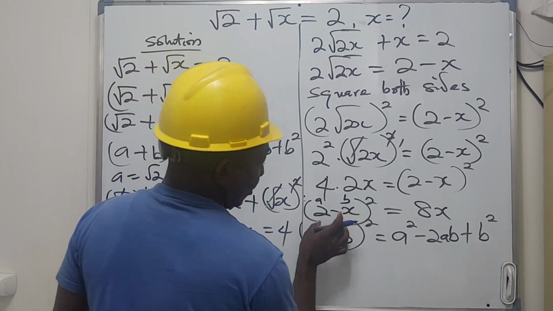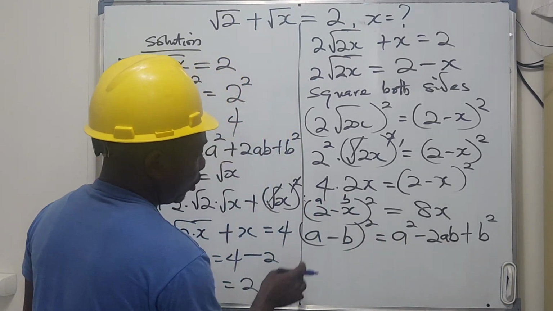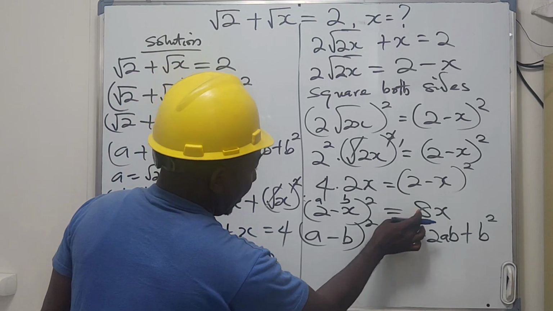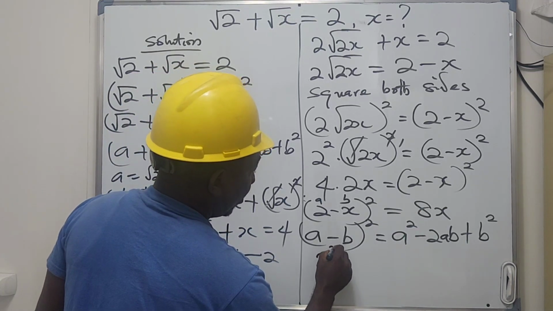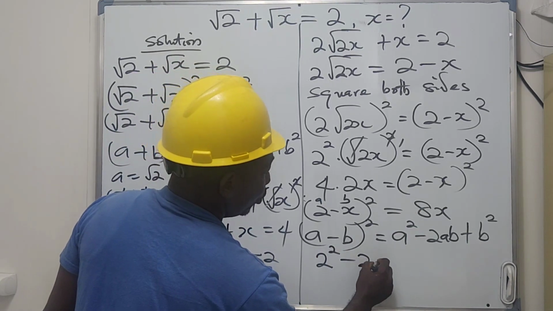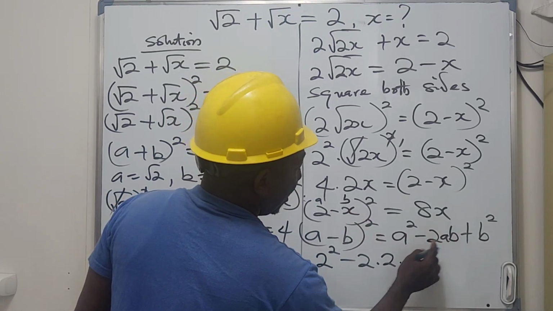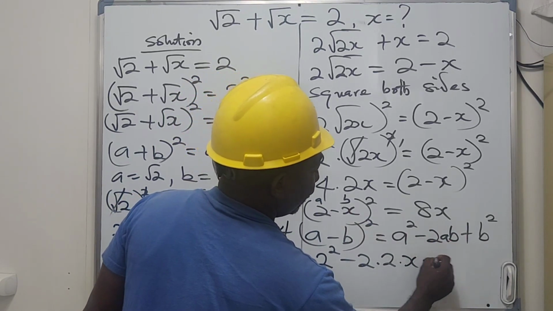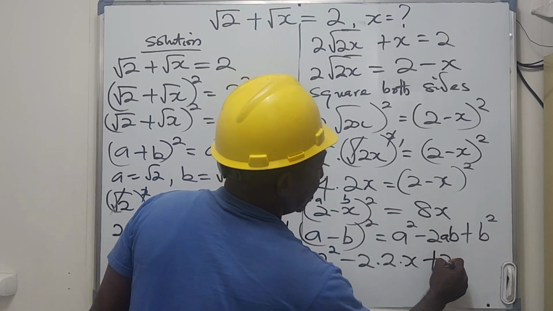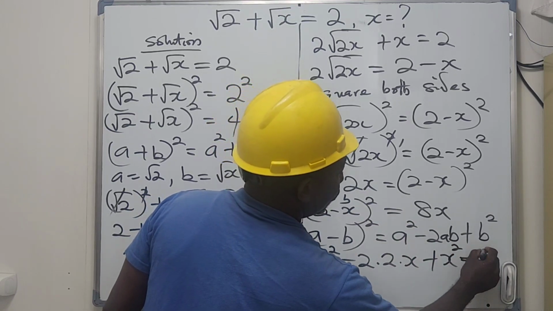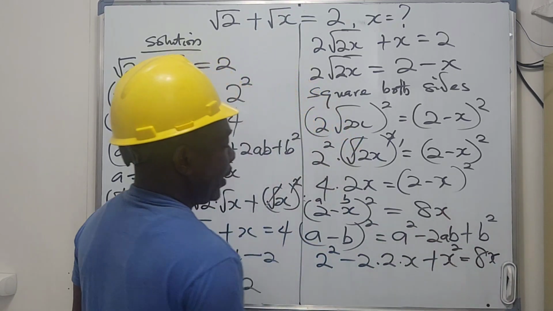So when we substitute these parameters into this equation, we have that our a to the power of 2 is 2 to the power of 2, minus 2 times our a, which is 2, times our b, which is x. So we have plus b to the power of 2, which is x to the power of 2, equals, we bring down our 8x.